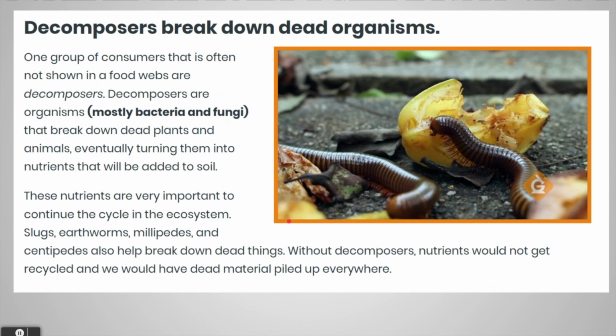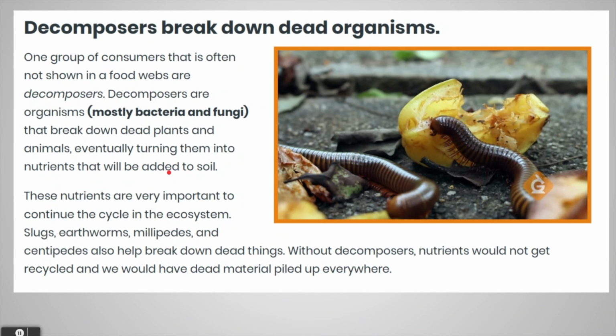Let's move on to this slide so we can read a bit more about decomposers and why they are so important to food webs and food chains. Decomposers break down dead organisms. One group of consumers that is often not shown in food webs are decomposers. Decomposers are organisms, mostly bacteria and fungi, that break down dead plants and animals, eventually turning them into nutrients that will be added to soil.